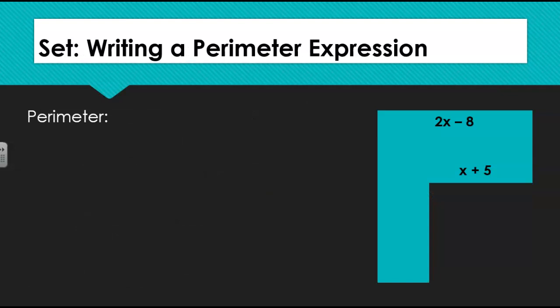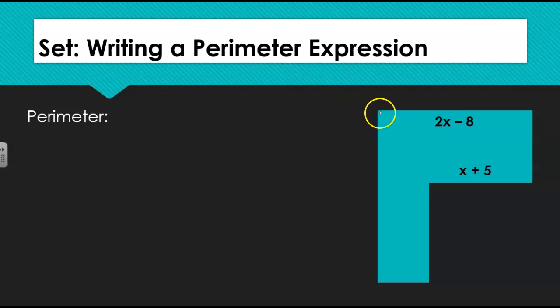Looking at the set, we are again working with the perimeter of this polygon, but now we're including variables. So we know that we're not going to end up with one single value because we're not solving for the variable x. We're simply combining all of our side lengths, which means we're going to be combining like terms. We'll end up with an expression that represents the perimeter for this figure.